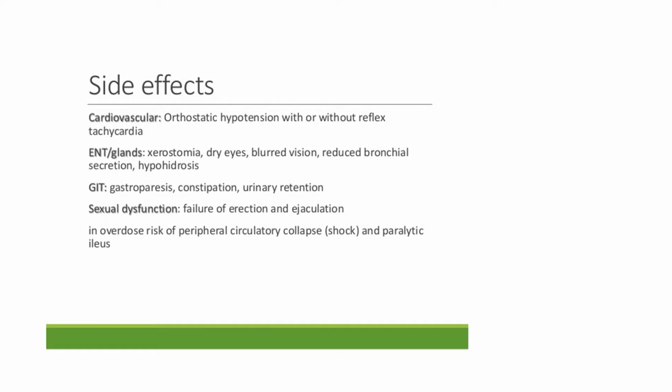In the GIT, there is decreased gastric movement, so gastroparesis, constipation, and urinary retention. Under sexual dysfunction, there will be failure of erection and ejaculation. In overdose, there is a risk of peripheral circulatory collapse and paralytic ileus.